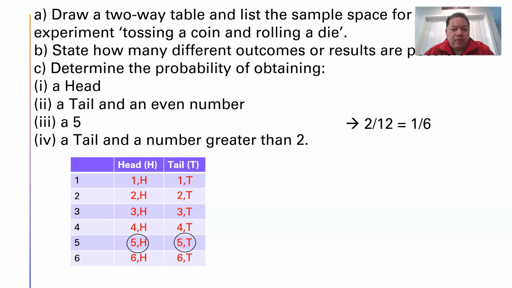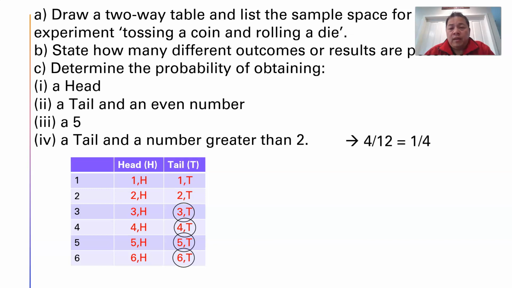As well as if you want to find a tail and a number greater than 2. This is a tricky part. Whenever we are talking about greater than a number, it means it's not inclusive of that number. So when it says greater than 2, we are only looking for 3, 4, 5, and 6. Make sense? So for this case, let's circle those possibilities, the tail and a number that's greater than 2. There are 4 possibilities, 4 out of 12, which is 1/4.